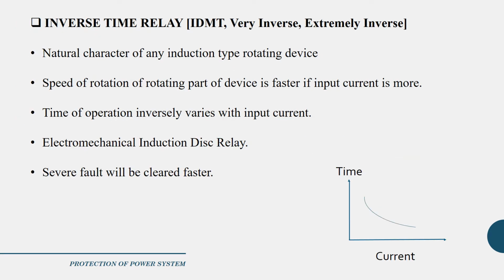Inverse time relay. Here, as the name suggests, inverse time means that the operating time of the relay is inversely proportional to the current. The higher the severity of current, the less time the relay takes to operate. Such characteristics are generally shown by induction type rotating devices.